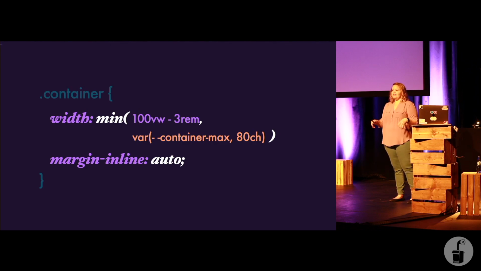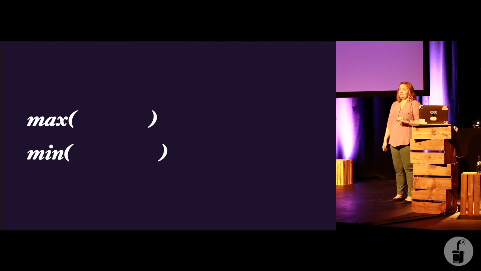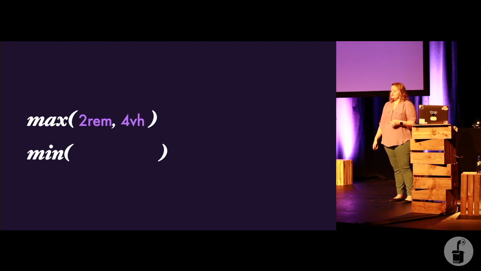And now we have a modern, ultra-flexible rule. I use this all the time. It can be a bit tricky to understand when to use min and max. Let's provide some values for max. So in this case, we essentially have a static and a dynamic value.